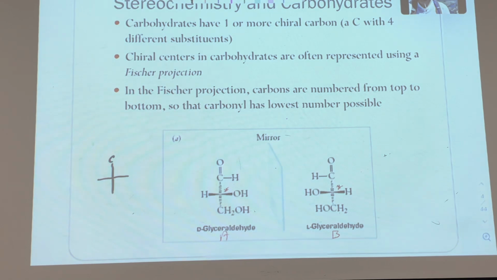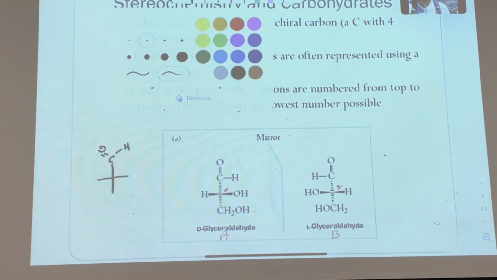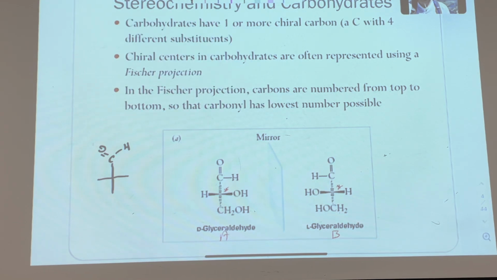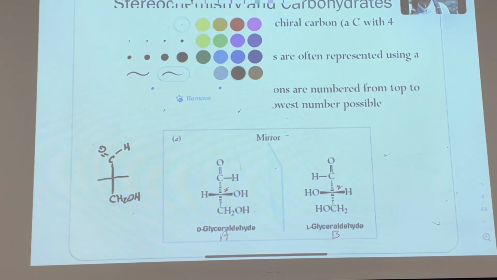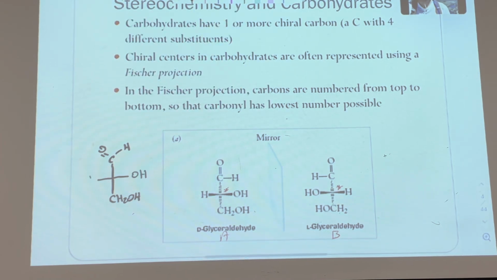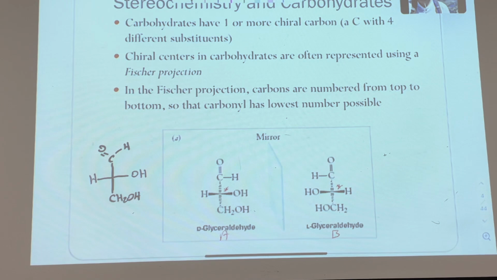Remember, you want the carbon backbone on the vertical. And you want the highest oxidized carbon to be on top, or as close to the top as it can be. So that's why I've drawn the Fischer projection in this way. You'll note you have the one chiral carbon, so I have one cross. I have the highest oxidized carbon at the top, and the carbon backbone is on the vertical axis, not horizontal. Okay, those are the customary rules of Fischer projections.